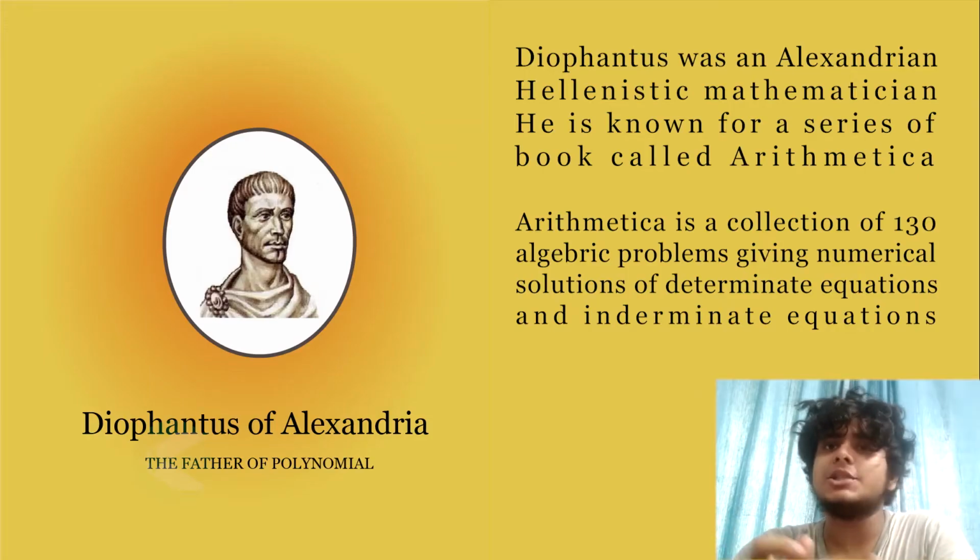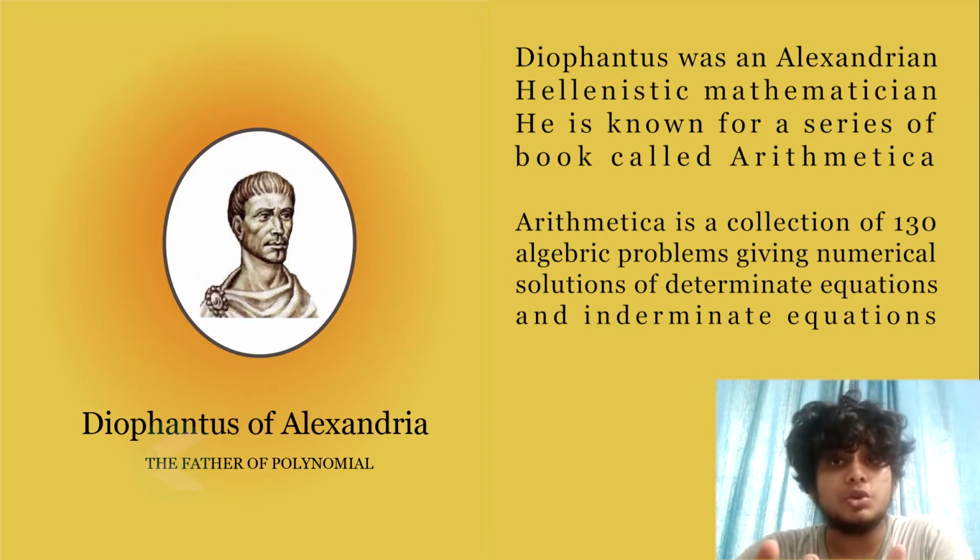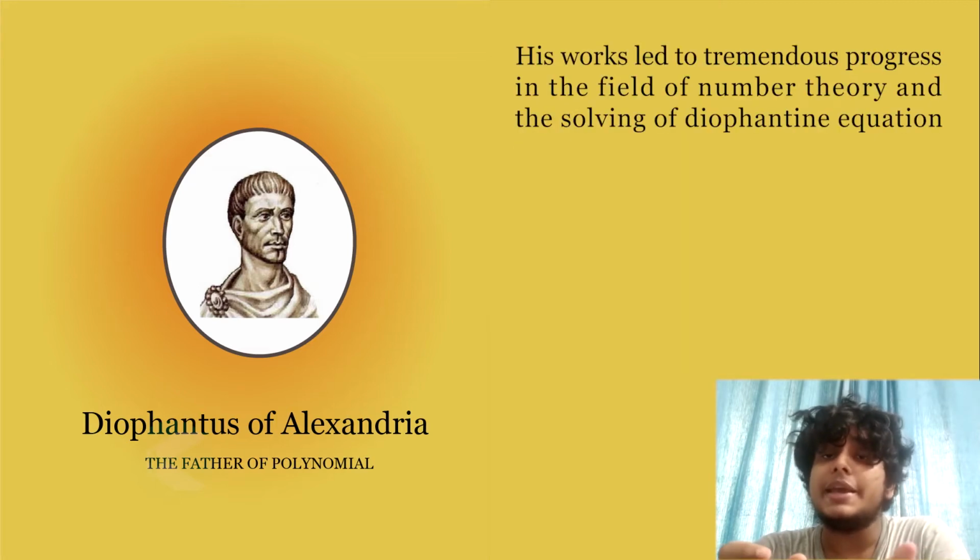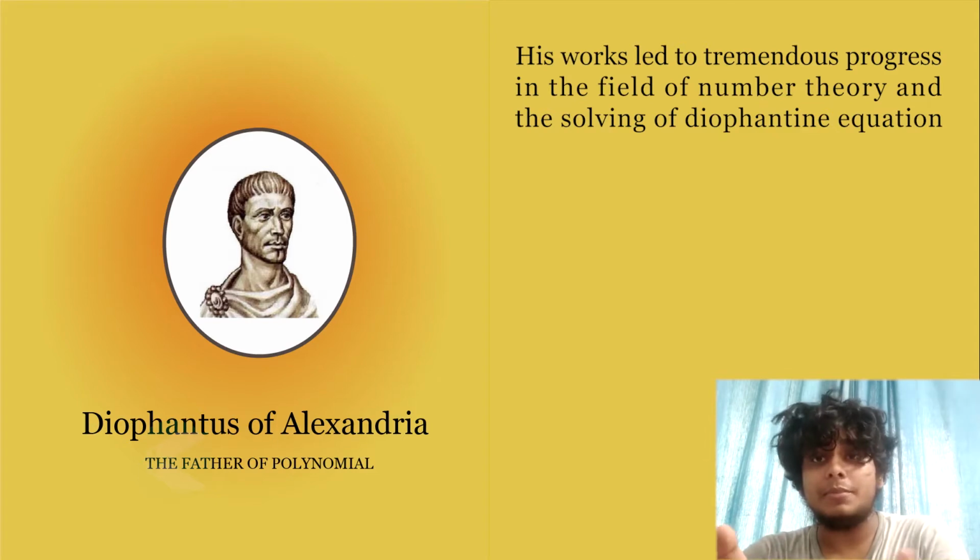Before we start, I just want to give you a little information about the person who is most well known for his works on polynomials. The Greek mathematician Diophantus of Alexandria is known as the father of polynomials. He was born sometime between AD 201 and AD 215, and then went on to live for around 84 years and died between AD 285 and AD 299. He is the author of a series of books called Arithmetica, which mainly dealt with the solving of algebraic equations. His works led to tremendous advancement in the fields of number theory and the solving of Diophantine equations. So with his name, let us start this chapter.